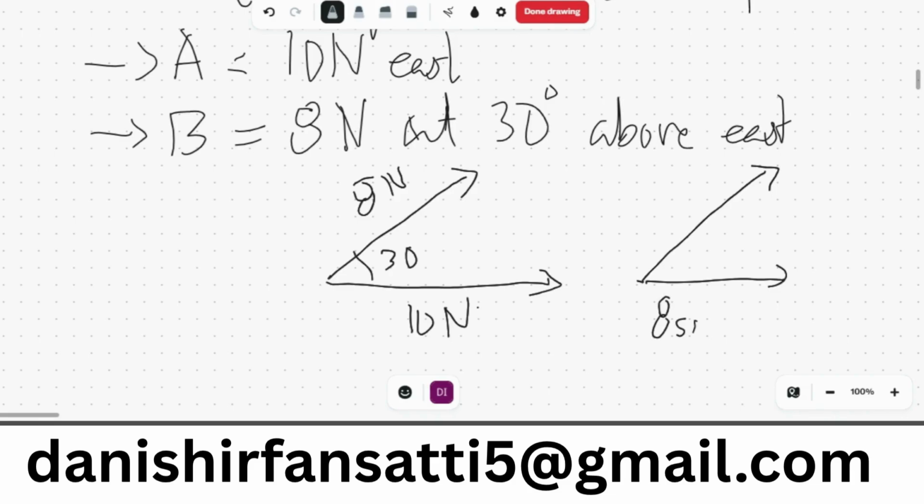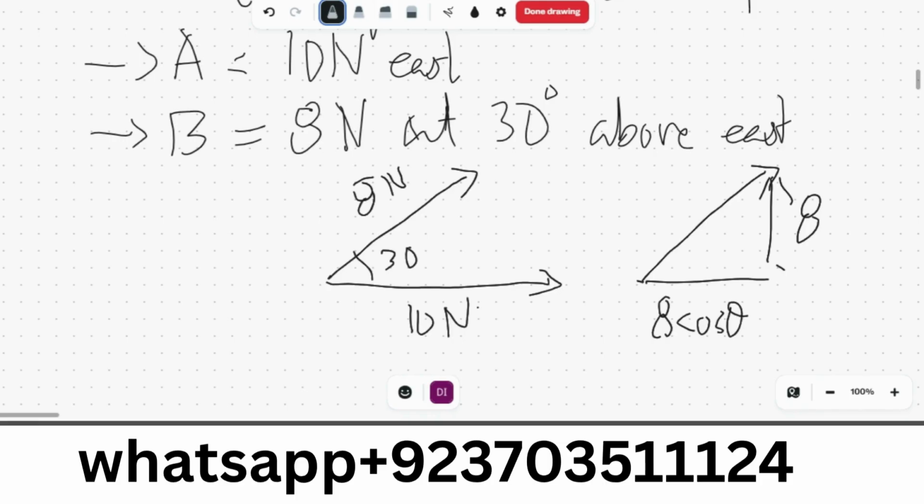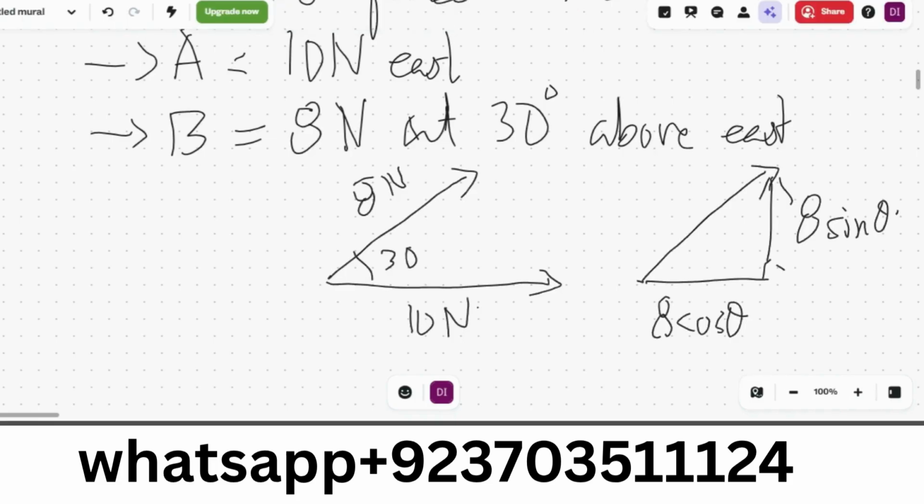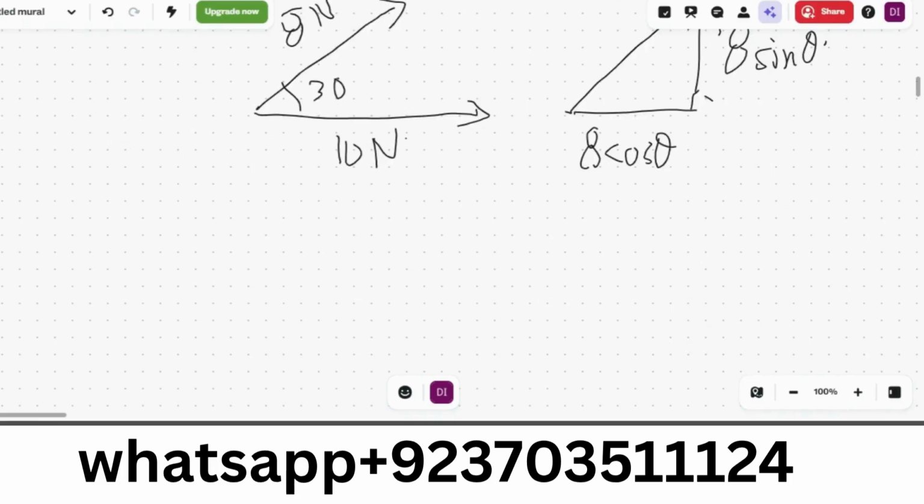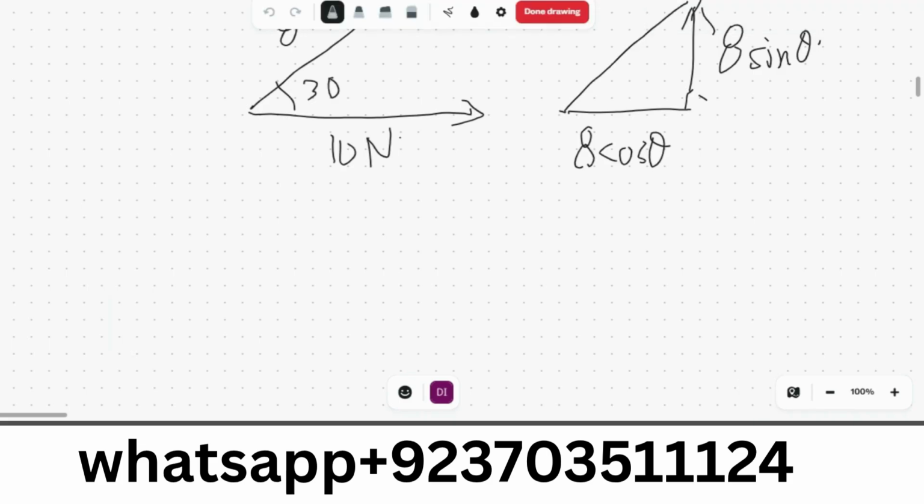The vertical component will become 8 sine of theta, and the horizontal component will be 8 cos of theta. Cos will always be on the horizontal component, whereas sine of theta is for the vertical component. So we are going to find those values, with theta equal to 30.